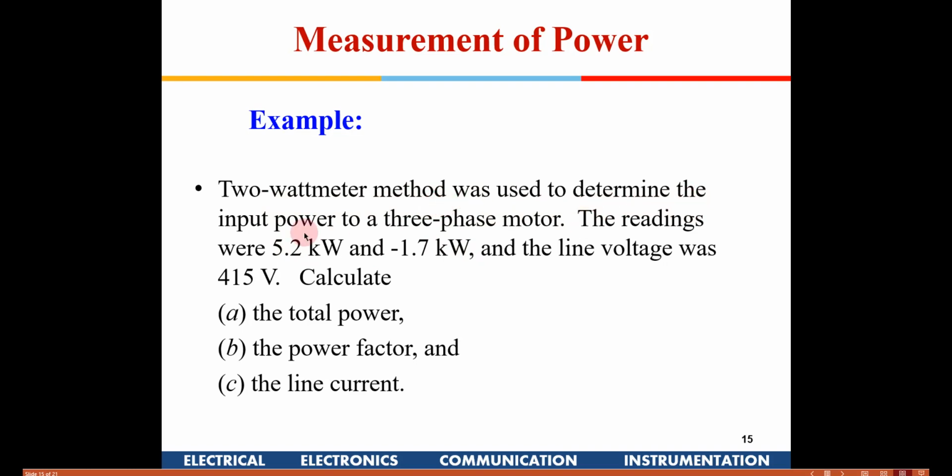In a 2-wattmeter method used to determine the input power to a 3-phase motor, the readings are 5.2 kilowatt and minus 1.7 kilowatt. Okay, so how did we get minus 1.7?